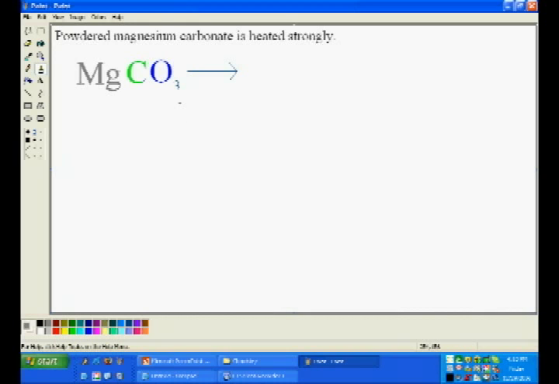and nothing more. Okay, really. So it decomposes into magnesium oxide and carbon dioxide because it's a metal carbonate. And since carbonates, when they decompose, give you carbon dioxide and a metal oxide.